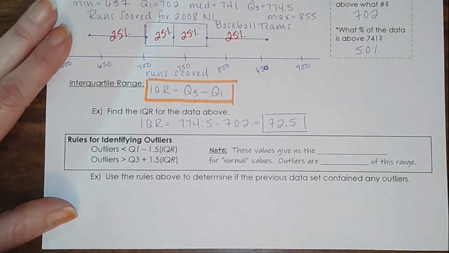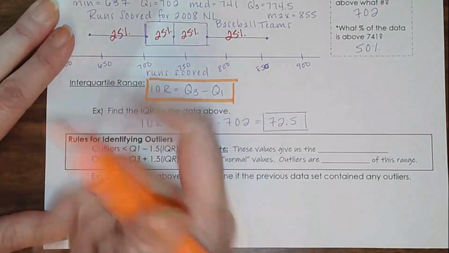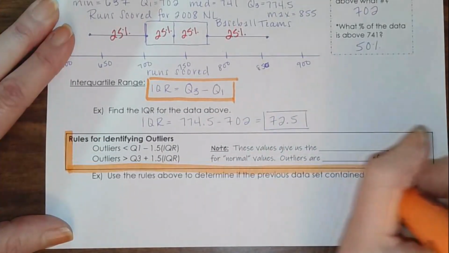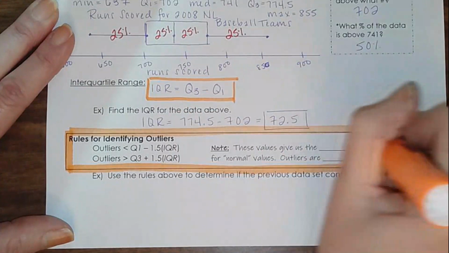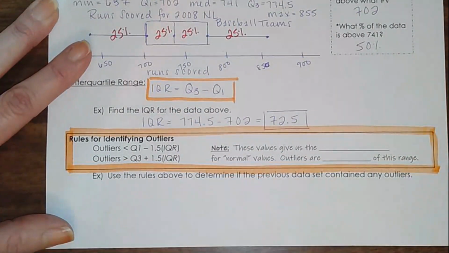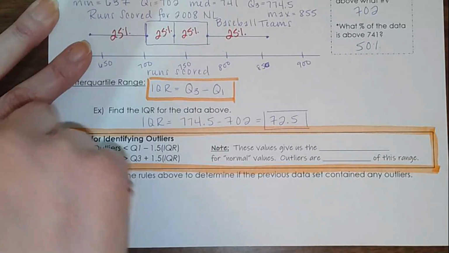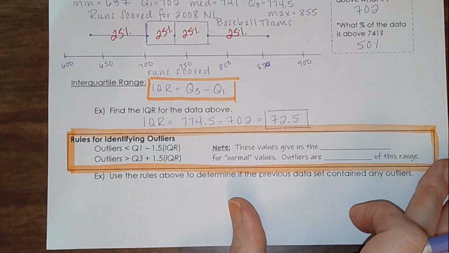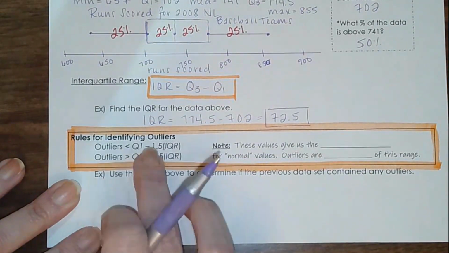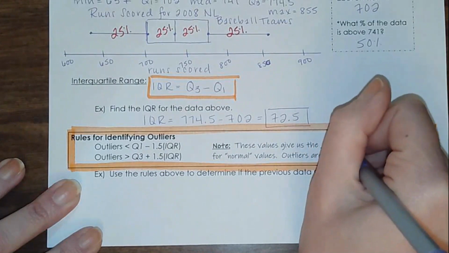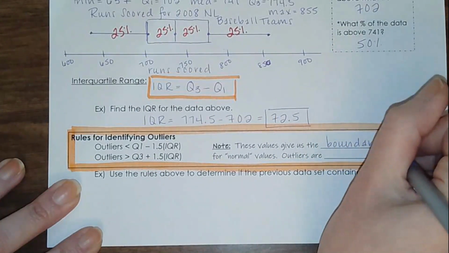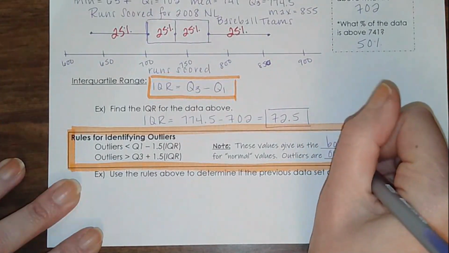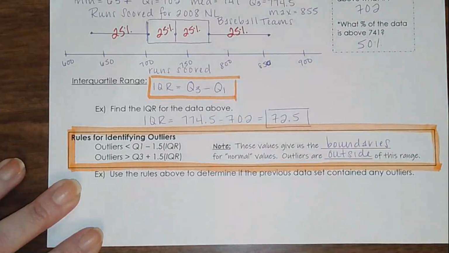Okay. Rules for identifying outliers. I would highlight this. In a data set, you guys, a data set does not have to have outliers. It could have one outlier. It could have multiple outliers. It could have outliers in the lower direction at the low end. It could have outliers in the upper direction at the high end of the values. You guys, when we use these outlier formulas, the values that we get give us the boundaries for outliers. Outliers are outside of these boundaries or outside of this range.